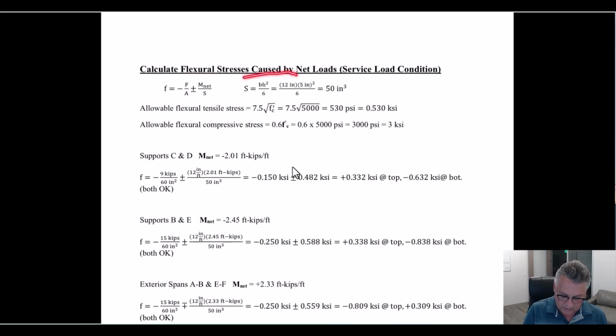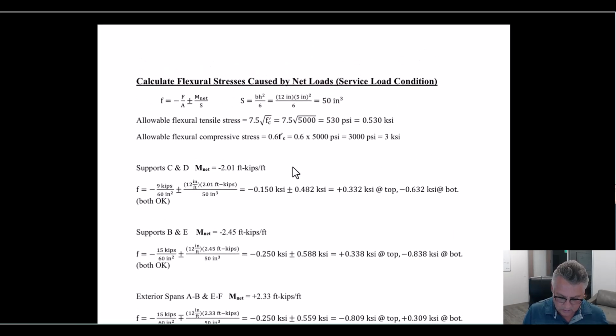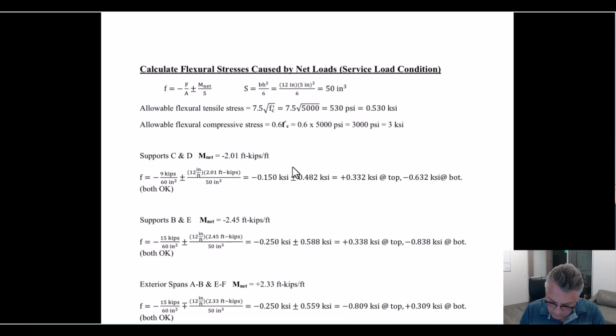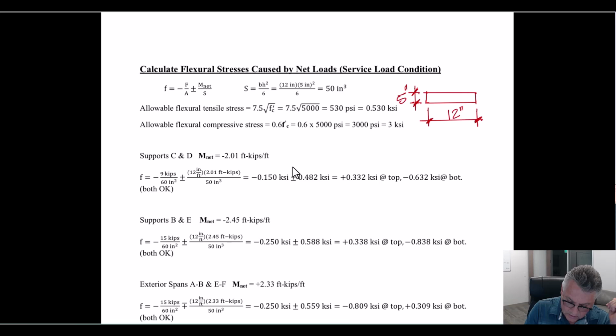Section modulus is pretty easy in a rectangular section. Remember our section, head back here. This is the entire analysis. All of our calculations are based upon this section. So, section modulus for a 5-inch slab, BH squared over 6, is 50 inches cubed. It doesn't matter if it's to the top or to the bottom. It's symmetric. It's the same.